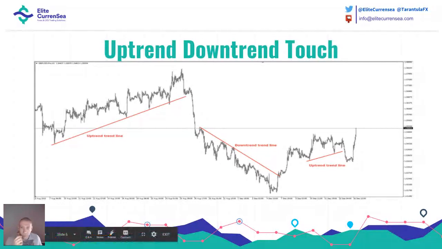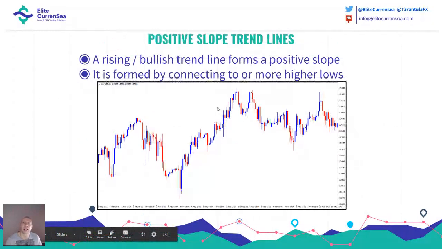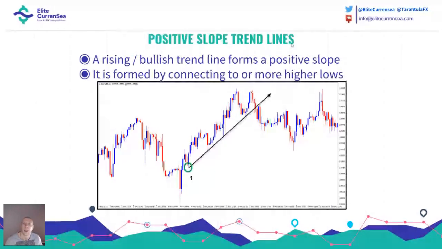So, ascending trend line, descending trend line. Remember that, guys. Positive slope trend lines are rising, bullish trend lines that form a positive slope. It is formed by connecting 2 or more higher lows. So this is a positive slope trend line. Again, positive slope trend line, 1, 2, 3, 4, 5. And what happened after the 5th touch? The price broke the trend line.